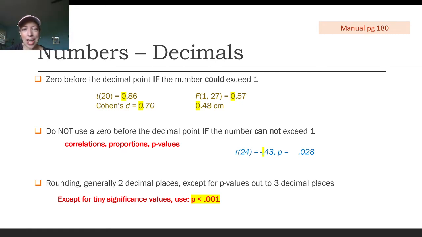Another kind of catch is p-values are often really, really small numbers. And so if our p-value is very small, instead of saying p equals .00000 and then something else, we usually abbreviate that. P is less than .001, and that's as small as we go.